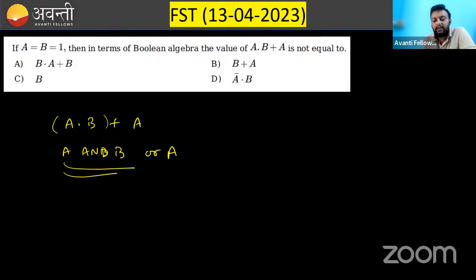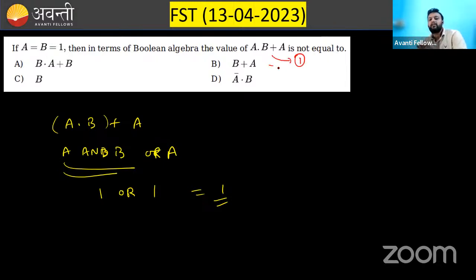So if you see, both A and B are 1. So this is 1 and 1, or A, which is again 1. So 1 or 1 is equal to 1. Are you getting my point? A and B means if both inputs are high, then output will be high. So A and B will be 1. And there are two inputs, 1 and 1, and if you use the OR function between them, it will again be 1. So the output of the term mentioned here is 1.